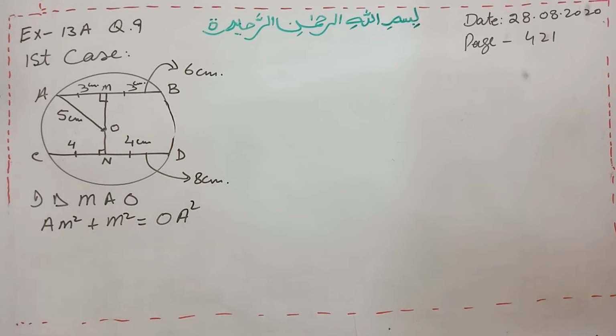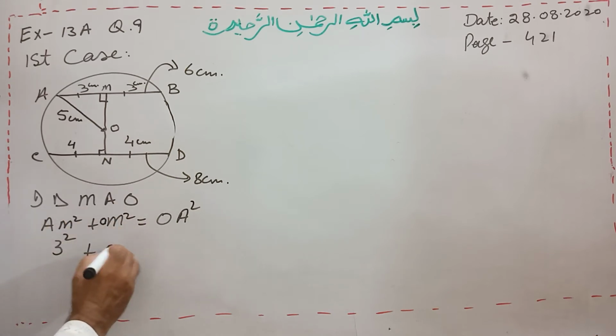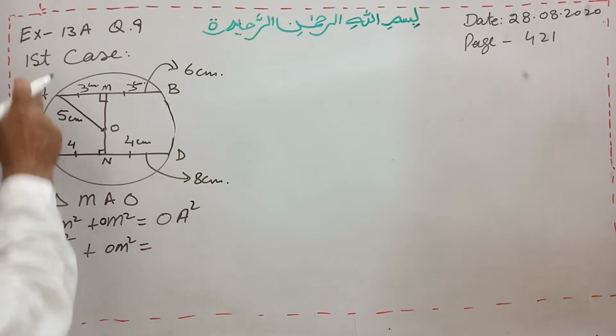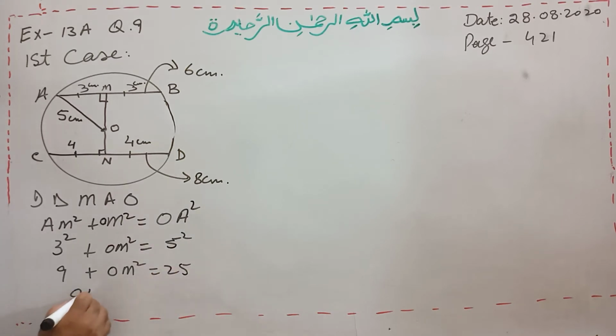Here we will apply the Pythagoras theorem. AM is 3, so 3 square plus OM square, OM is unknown, is equal to OA which is 5 square. So we will get 9 plus OM square is equal to 25 and OM square is equal to 16. OM is equal to 4 centimeters.